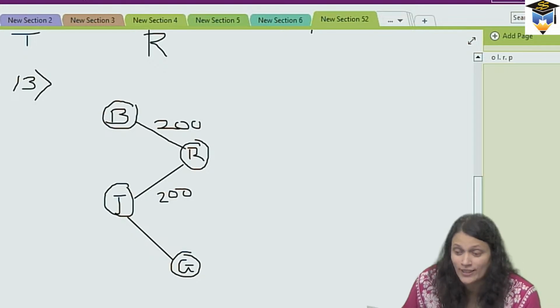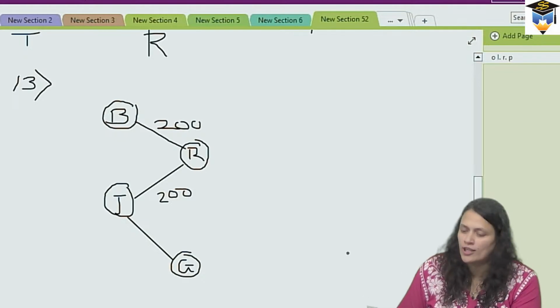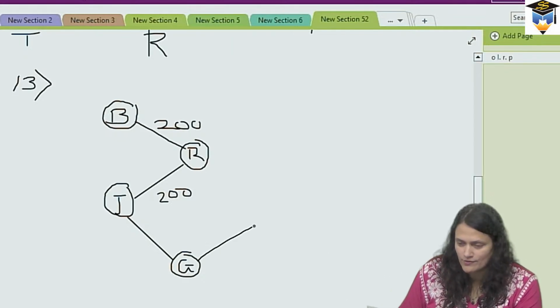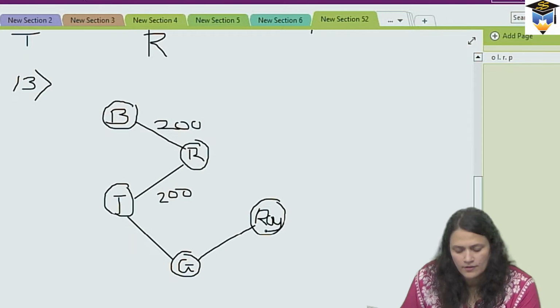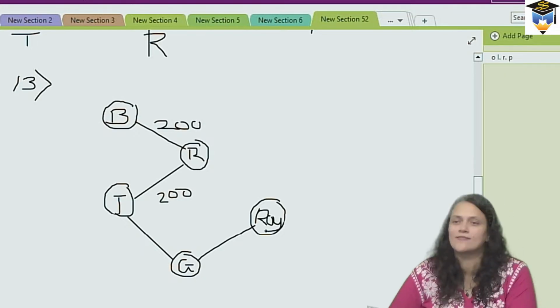200 meters in the northeast direction. So northeast, this direction, somewhere here is Roy. This is Roy. The question is: Roy's house is in which direction compared to Babu's?